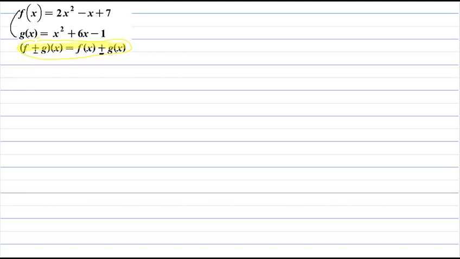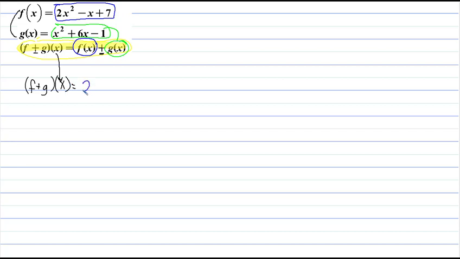So on this problem, we are going to be adding. And so we're going to take our f function and add our g function to it. So f plus g of x, and all this x tells us what our variable is going to be, or if we're going to substitute in a number. Sometimes we'll substitute a number in for all our variables.